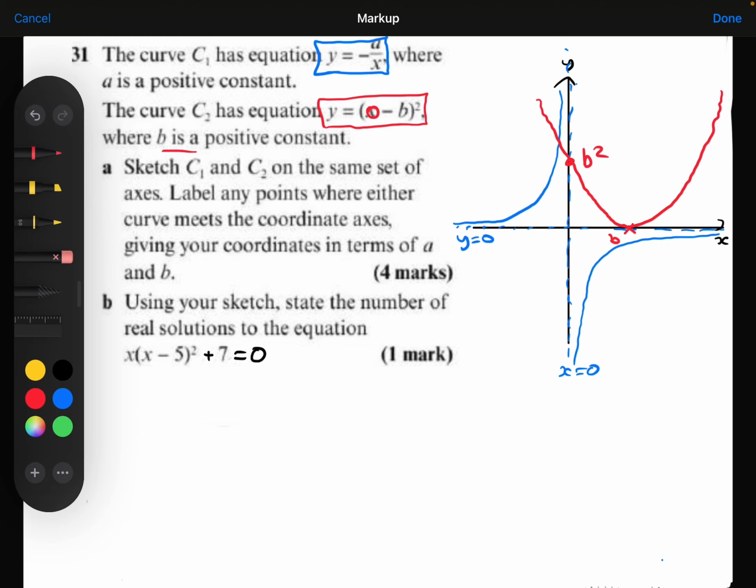And there we go. So I've drawn C1 and C2 onto my graph. Let me just label them up. So this is the y equals minus a over x. And this red line is the y equals x minus b all squared. And I've marked on the key intercepts and the asymptotes. The question didn't ask me to mark on the asymptotes, but it's always a good idea to draw them on. Most of the time they will ask you to do that.